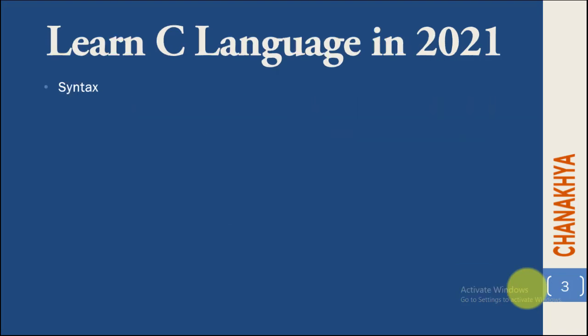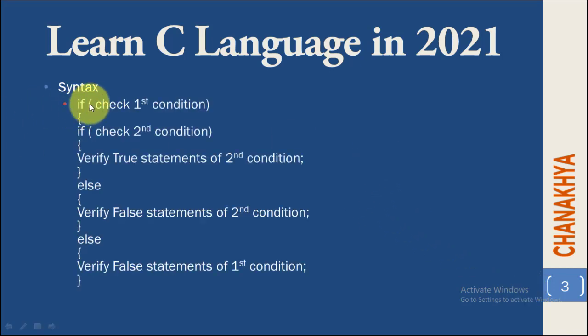Here we have to understand the syntax, how to write a nested if statement in a C program. We write the if statement, then check for the first condition. This condition may turn out to be true or false, and according to that we write the else for this. If the condition turns out to be true, then this body will be executed. Within that we check for the second condition, and within this we verify the true statement of the second condition. If this is true, then this body will get executed.